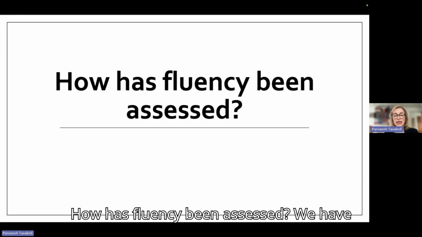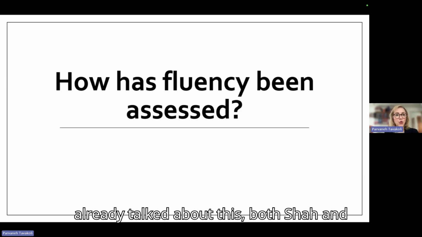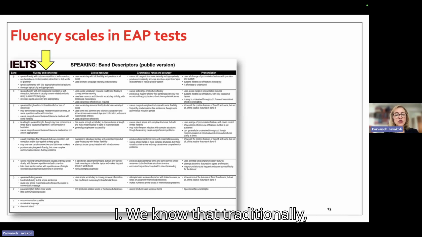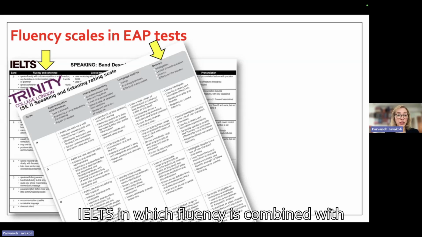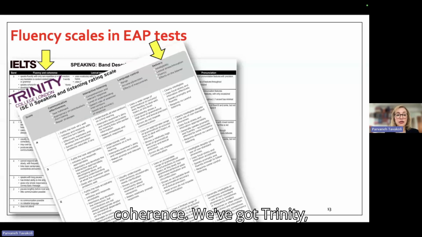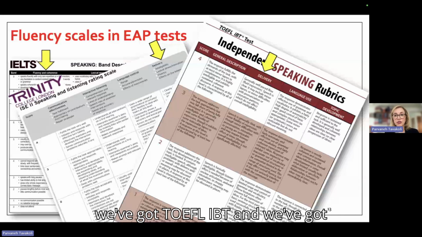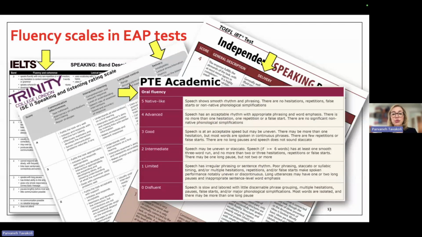How has fluency been assessed? We have already talked about this, both Sha and I. We know that traditionally, fluency has been assessed by two assessors or examiners working with rating scales and rating descriptors, and assessing the speaker's fluency according to the band levels they're working with. This is IELTS, in which fluency is combined with coherence. We've got Trinity, we've got TOEFL iBT, and we've got PTE.